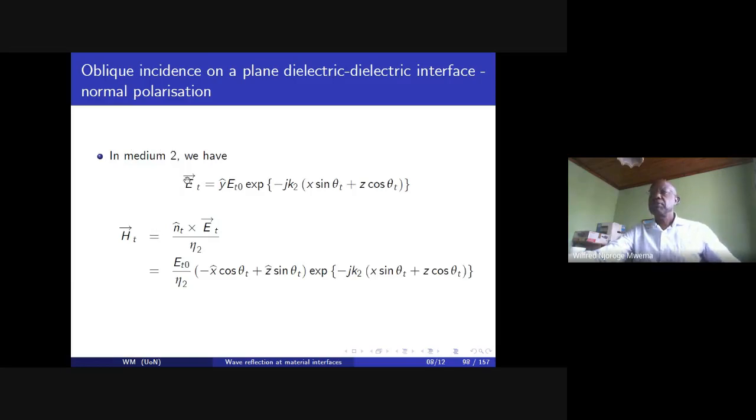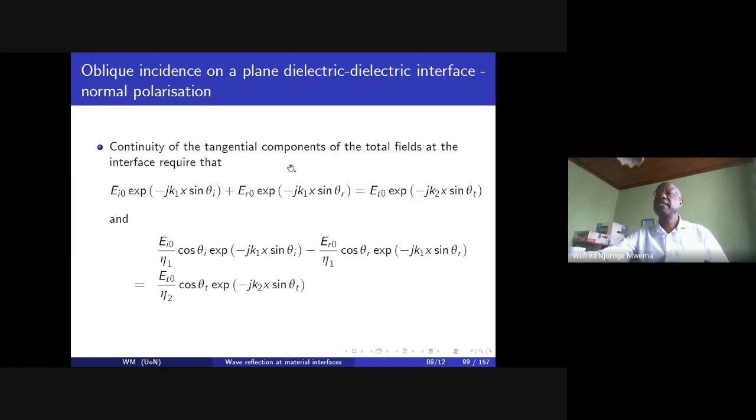In medium 2, we of course have the transmitted wave components, and they are given by that equation there, and the magnetic field intensity given by the same kind of value. Remember, never forget that when you go to a different medium, it will have a different intrinsic impedance and a different propagation constant, K.